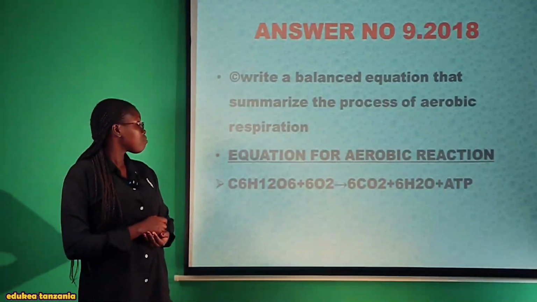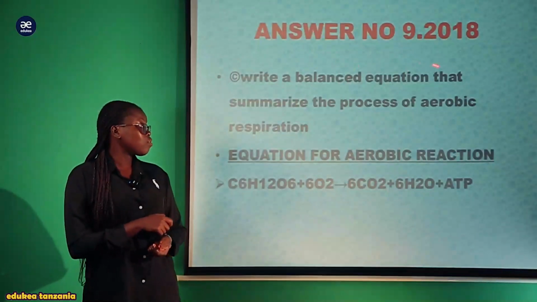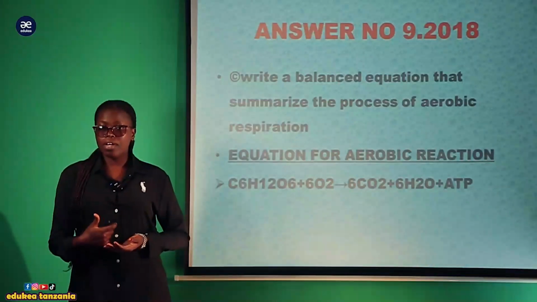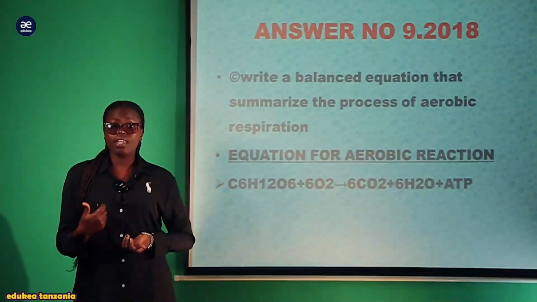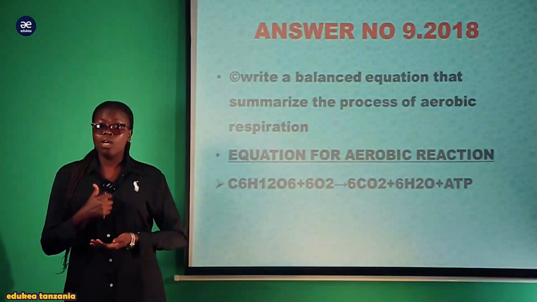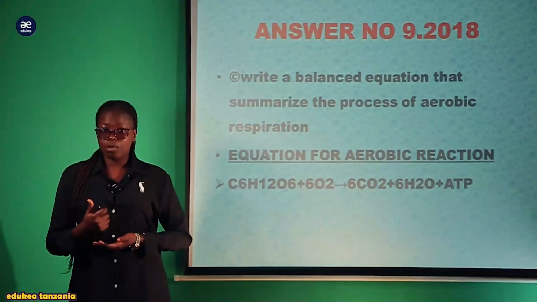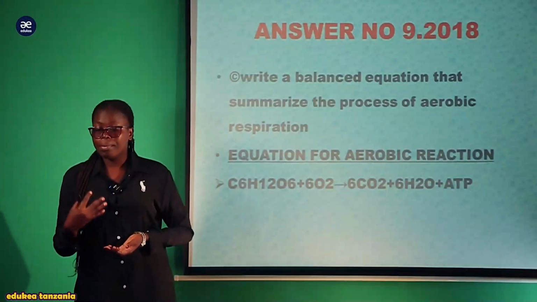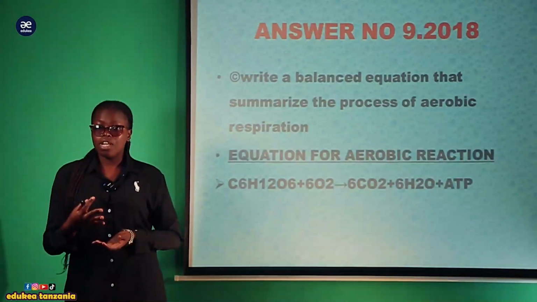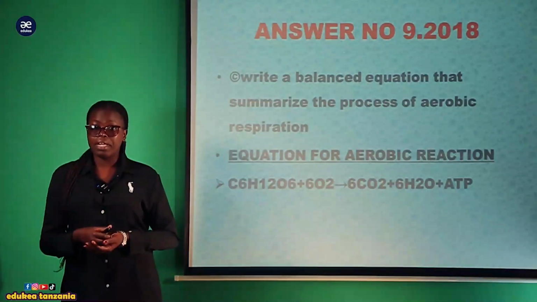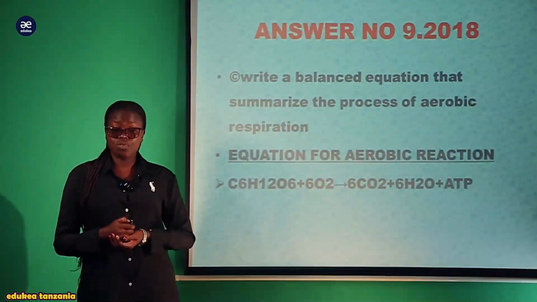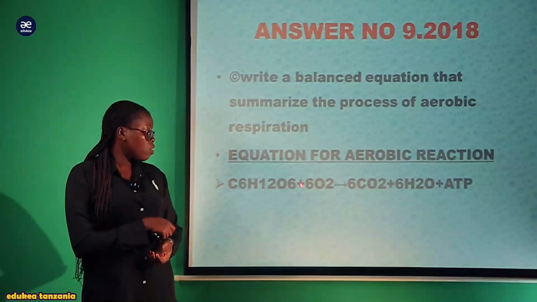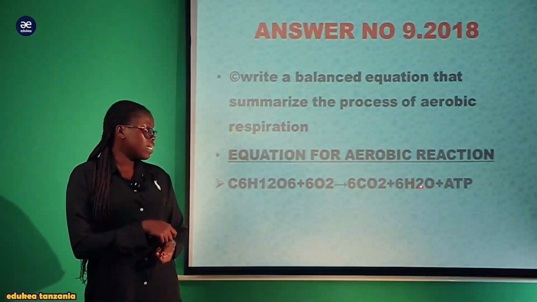The last question asked you to write a balanced equation that summarizes the process of aerobic respiration. We saw that aerobic respiration is where glucose is broken down in the presence of oxygen. Here you are required to write the balanced chemical equation, where you react glucose with oxygen, a combustion reaction, and the products we want to get are carbon dioxide, water and ATP. So we have glucose plus oxygen, giving carbon dioxide plus water and ATP.